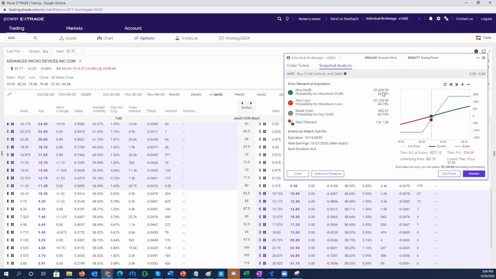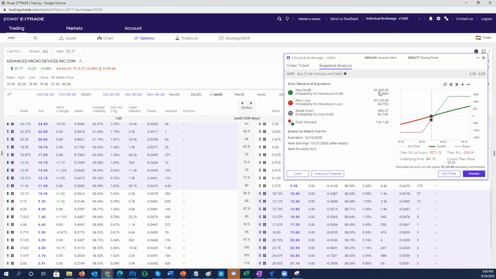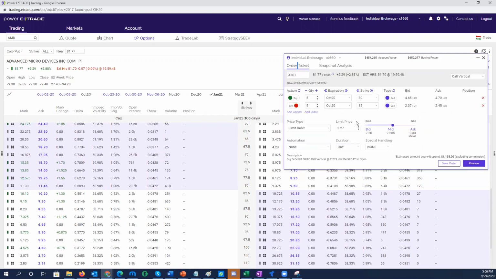So you'll make 1365. Because how? Because 2.26, and the strike difference is 5. 5 minus how much you are paying, 2.26. So that's the difference, $2 something, and that times 5 gives 1365. So that is our debit spread. I just put in a limit debit, I'm paying the debit and do it. Just a preview, and I'll send it.